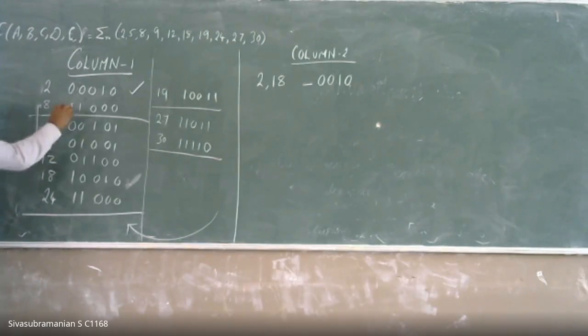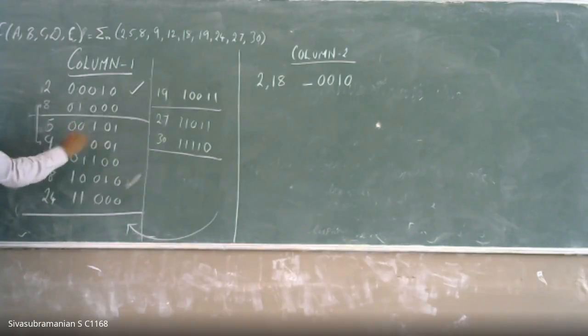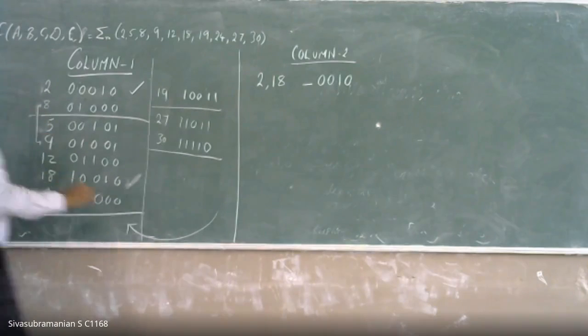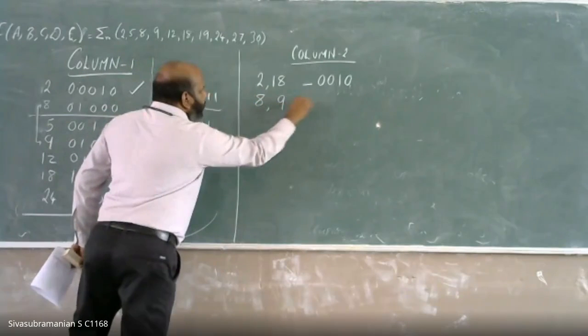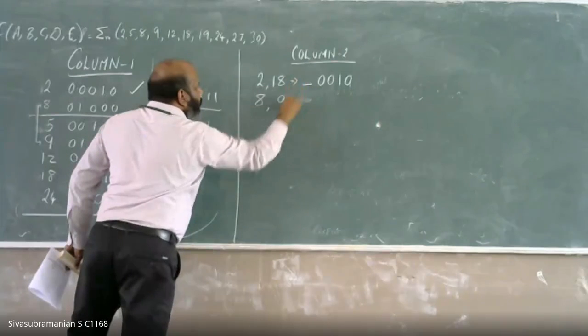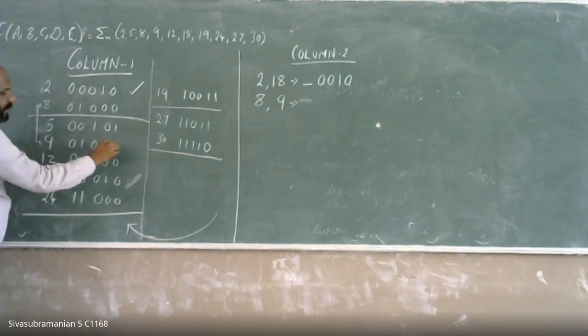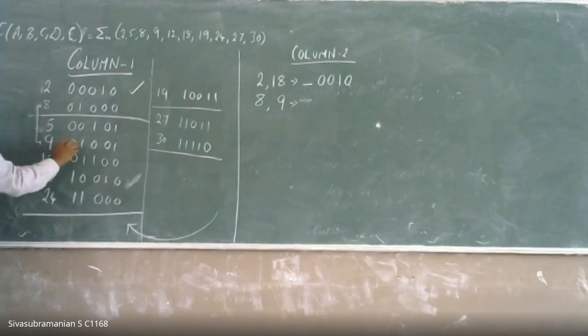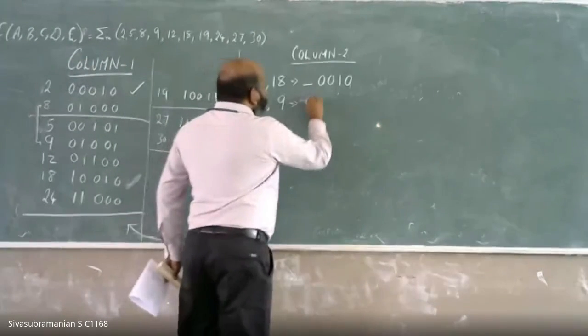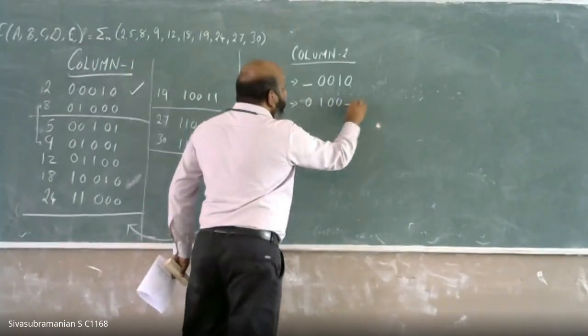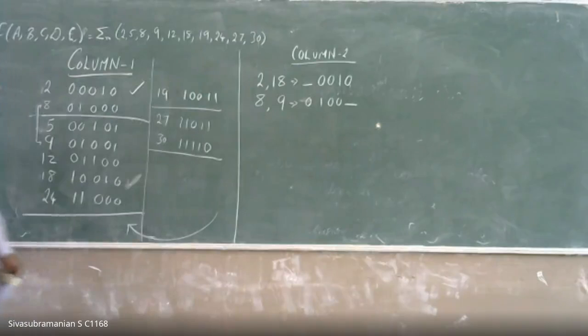Then 8 and 9: 0 and 0, no variation. 1 and 0, no variation. 0 and 0, no variation. 0 and 0, no variation. 0 and 1, only one variation. So 8, 9 is possible. I'm going to represent the bit variations available at this particular point, while the remaining other terms have no bit variation. So 0, 1, 0, 0, 0, 1, 0, dash. Is that clear? Now, how do we get this term?